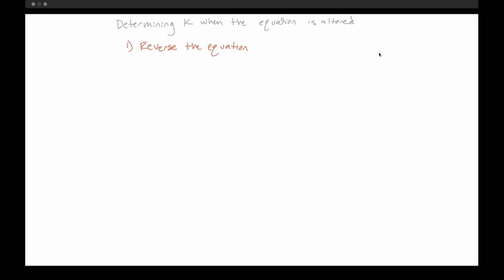So when I say equation, I mean reaction, right? It's the same thing. If you reverse the reaction, you're going to do the reverse on the K value. So for example, let's say we have a reaction here. N2 plus O2 is 2NO, and it's in equilibrium because we're talking about our equilibrium constant, which is K. And let's say this is our K value, 2.0 times 10 to the negative 25th.